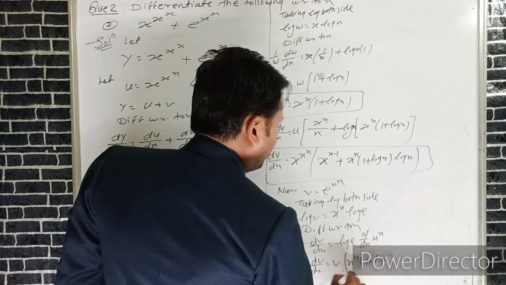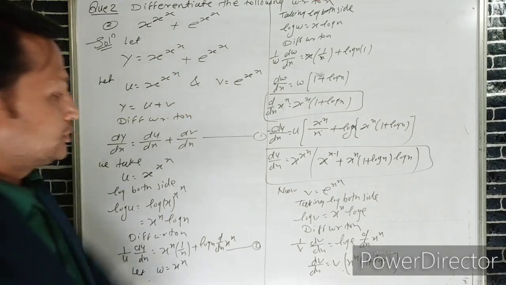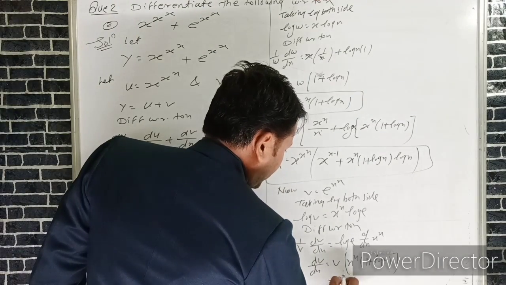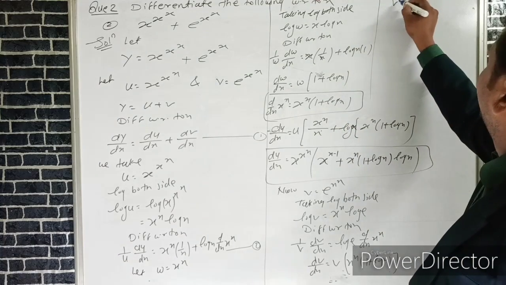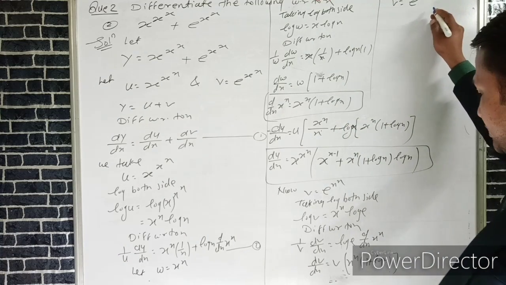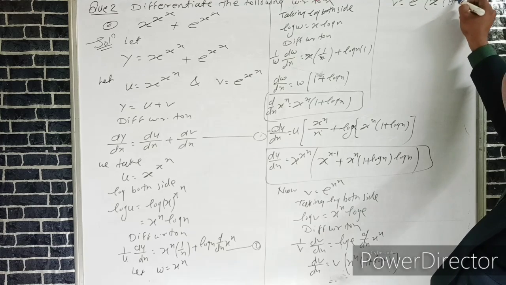We can write again the value of v, which is e to the power x^x. So v equals e^(x^x) into x^x into (1 + log x).